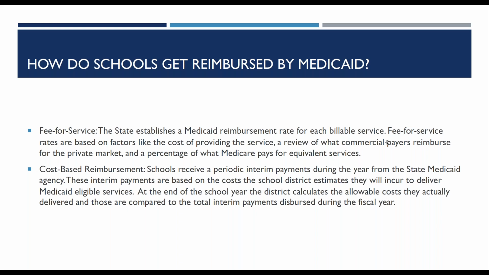Fee-for-service is not an easy system to navigate, but it is a system that some states are still using. The other system is cost-based reimbursement. This is when schools receive interim payments during the year from the state Medicaid agency that are based on the cost the school district estimates they're going to incur to deliver Medicaid-eligible services. At the end of the school year, the district calculates what their costs were and how those compare with the payments they got during the year, and they reconcile them to get their final allocation. Next slide, please.